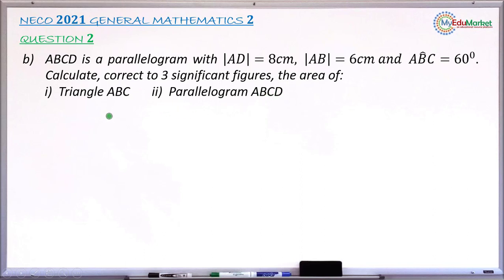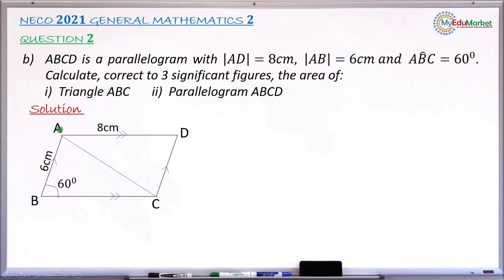So let's attempt to answer these two questions to get a solution to the problem. What you do first is to have a sketch of this very parallelogram. So the sketch will look like this. This is the parallelogram ABCD. Remember, opposite sides of a parallelogram are equal and parallel. With the line AC drawn so that you can have triangle ABC. Look at it. So you can see the side AB is 6 centimeters, the side AD 8 centimeters as given in the question, and the angle at B 60 degrees.